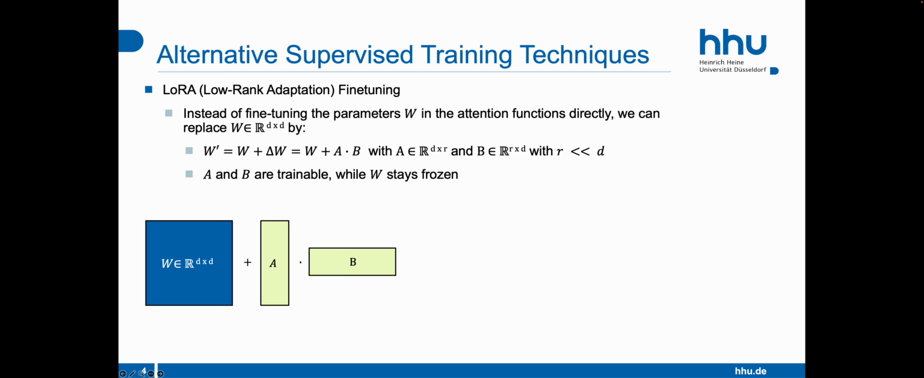In the diagram, the separation is shown by the large blue square for the frozen W and the green rectangles for matrix A and B. At inference time, we can merge the learned low-rank update into W, so the model runs just as fast as the fully frozen backbone, but now carries the information needed for the specific, for example, protein property that we trained on.